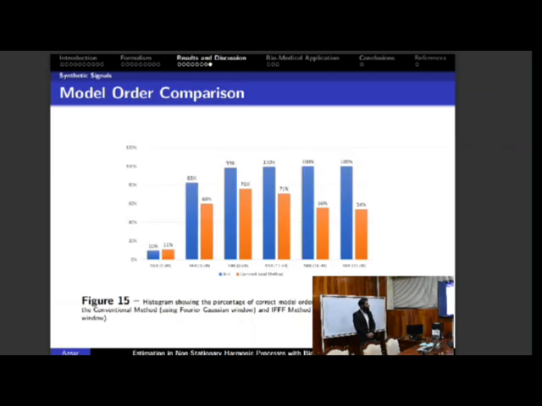Here we can see in this graph the model order comparison between the conventional method and the IFFF method. In the start, at 0 dB, they both perform almost the same, but when we increase the SNR, at higher SNRs our proposed work gives us 100% model order accuracy. It estimates the model order 100% accurately, while the conventional method drops down at high SNRs.